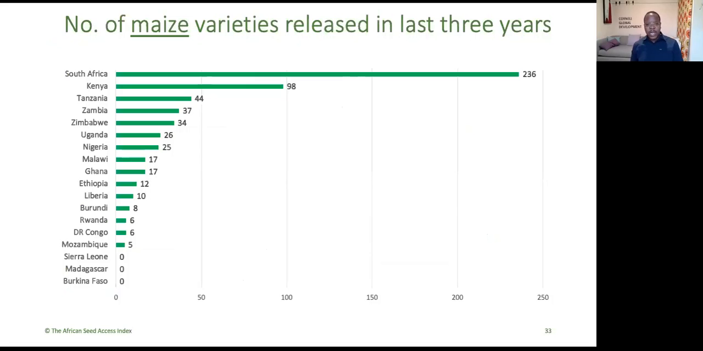Next, you can see the comparison of number of maize varieties by countries. Here's an example of how much research and development is taking place. South Africa per year is having an average of 236 new varieties, followed by Kenya at 98. And after that, it goes down, Tanzania at 44. Some countries have 0: Sierra Leone, Madagascar, Burkina Faso. To be fair to those countries, maize is not as important. I think rice is much more dominant. But the key point to take home is that you can see an example of countries that are doing well in R&D versus ones that are not doing that well.